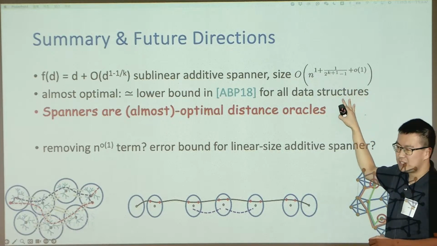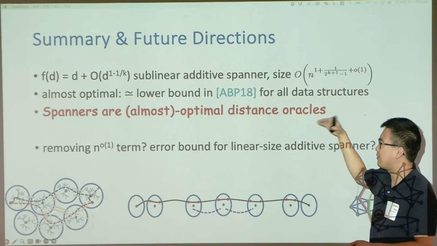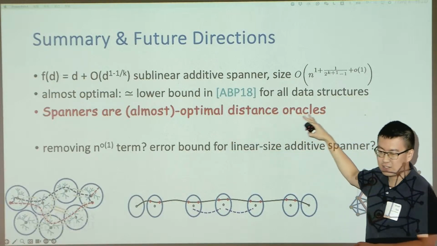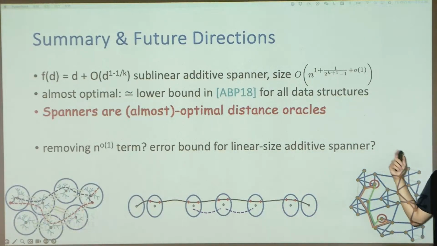And it matches the lower bound that holds for all data structures. That's why we say spanners are almost optimal distance oracles in the size-stretch trade-off. That's a summary of the result today.